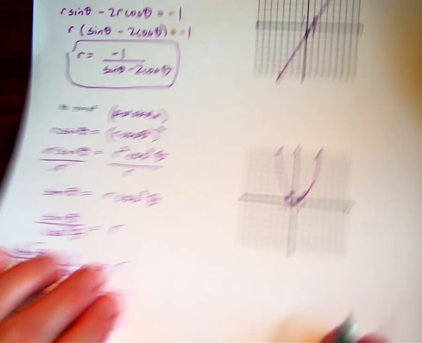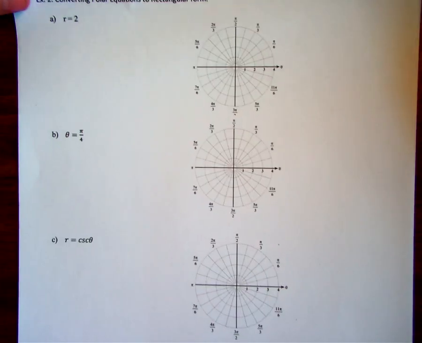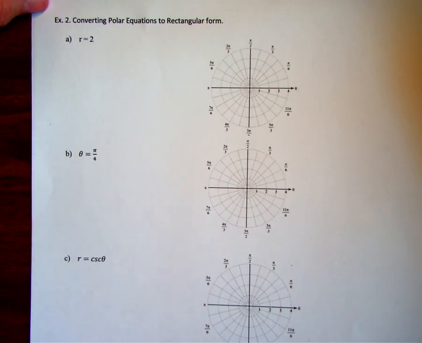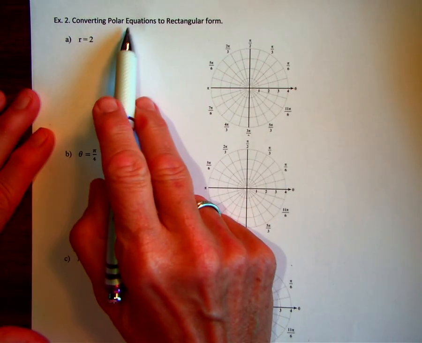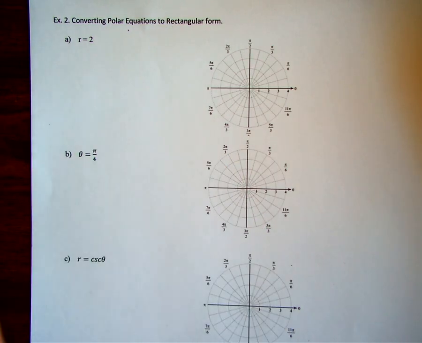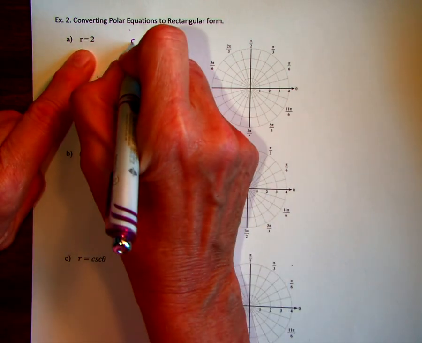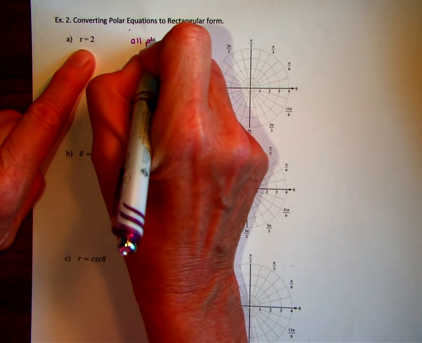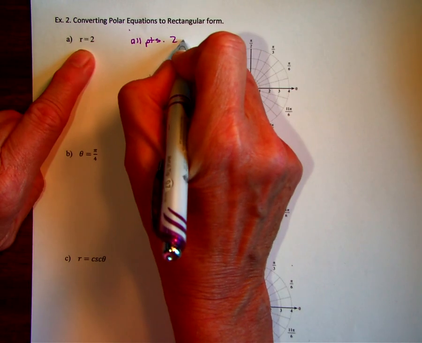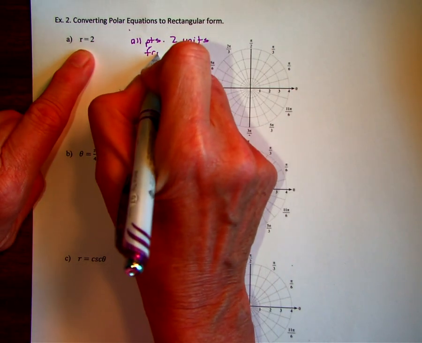All right, now let's go the other direction. So now I've got my polar paper, and that's why I'm having you do worksheets, so I can give you guys the polar paper. We've got a polar equation, and we're going to change it to rectangular form. All right, so I've got r is 2. So all points on my graph are 2 units, 2 steps, whatever it is, from the pole.